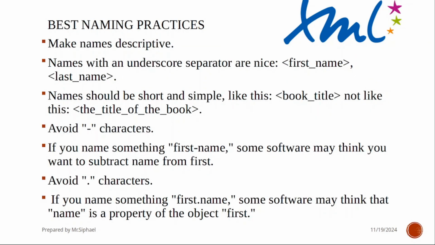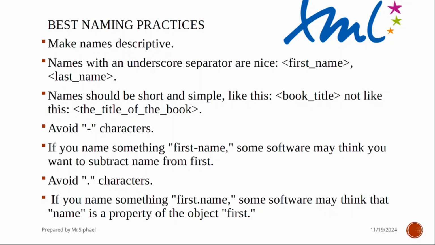So the best naming practices. You have to make the name descriptive. This is something that you will find in all programming languages. You have to give it a name that is easy to understand, so that if somebody receives your data, they know exactly what your data is all about. Names with underscore separators are nice, so it's highly advised to use underscores to separate names.